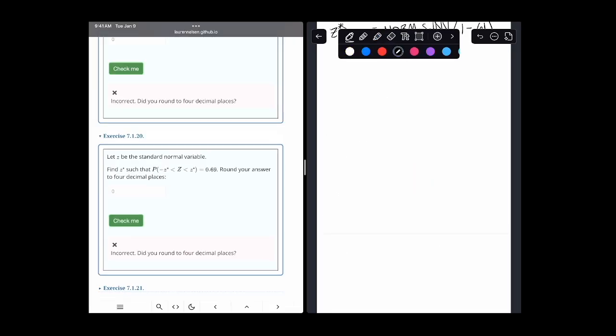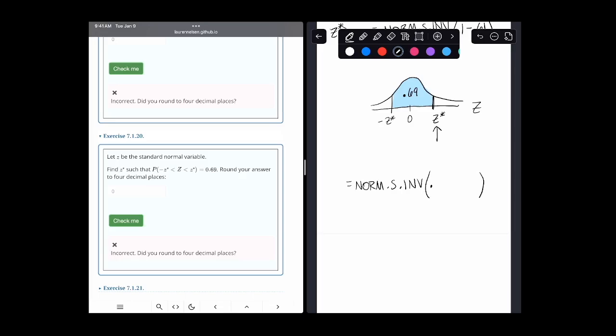In exercise 20, it tells us that the area in a certain interval is given to us. So it tells us if I have 0 in the middle and I go up to z star and down to minus z star, it gives us the area in that interval and asks us to find what z star is. Well, let's see, they're giving us an area, asking us to find a z, so we want to use norm.s.inv, and we have to figure out what our area to the left of that z star is.